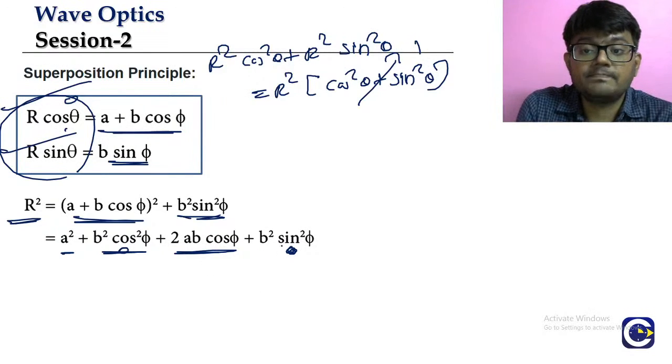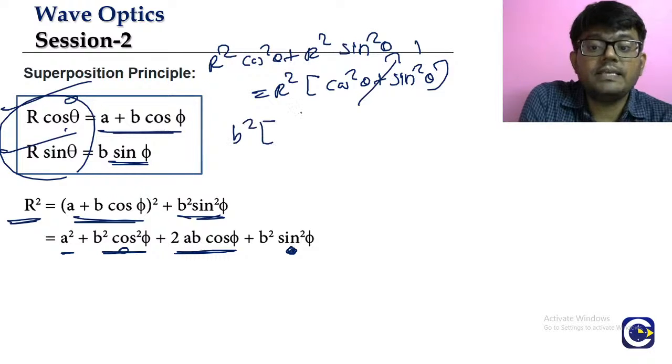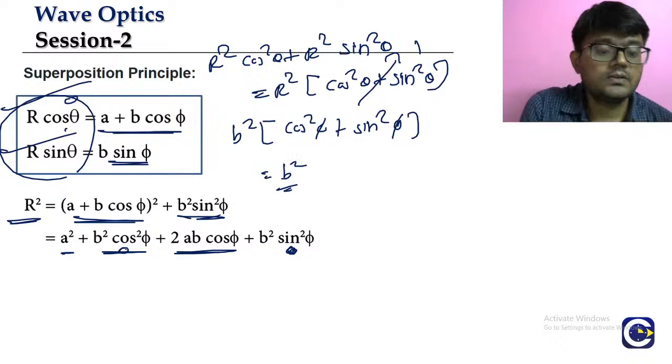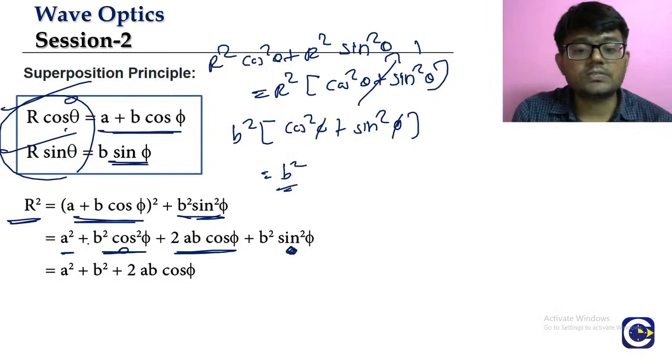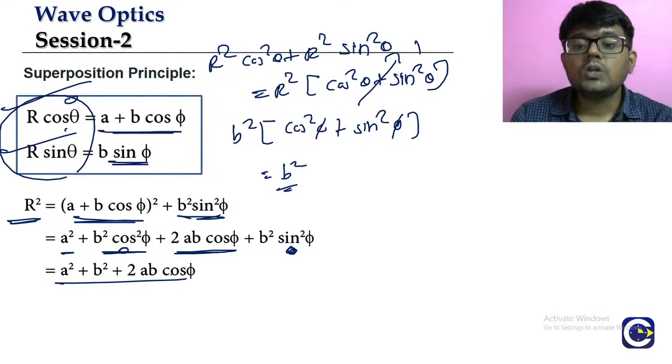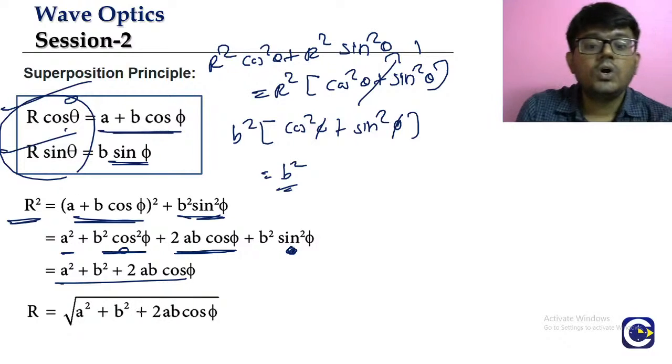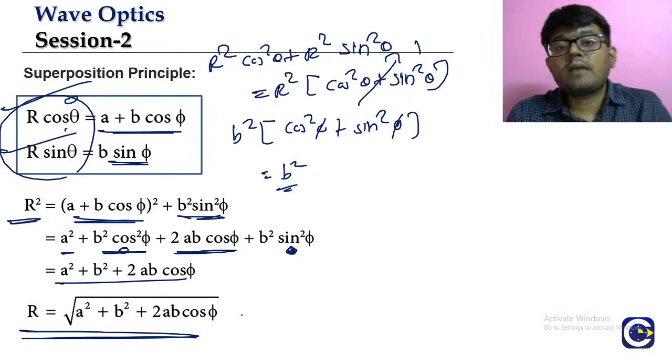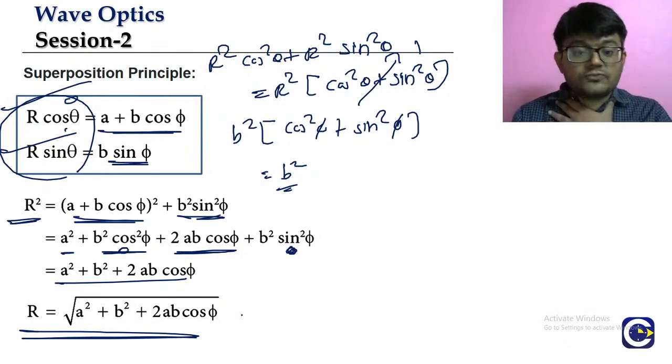What is it going to be? Again same thing. If you take B square common, then cos square plus sin square phi is what? Same 1. So let's see what you will have. This is A square, then there will be B square, then 2AB cos phi. That is what? R square. So what is the R value? Root of A square plus B square plus 2AB cos phi.